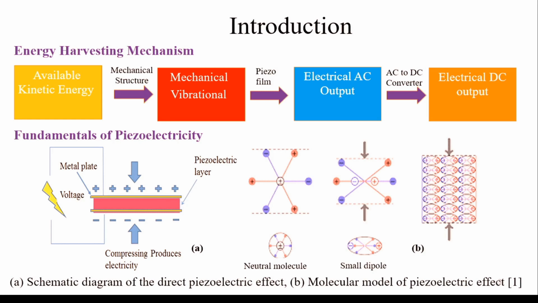Available kinetic energy is converted into mechanical vibrations through mechanical structures, like the cantilever structure we have used here. Then that mechanical vibration is converted into electrical AC output. This conversion from mechanical vibration to electrical AC output is done by the piezoelectric material. Then that AC is converted into DC using a rectifier circuit, and then a conditioning circuit for the useful application.